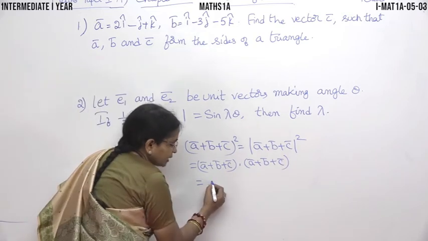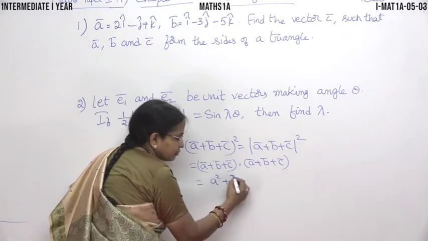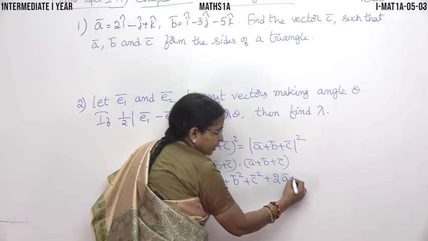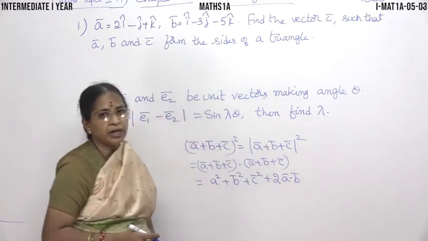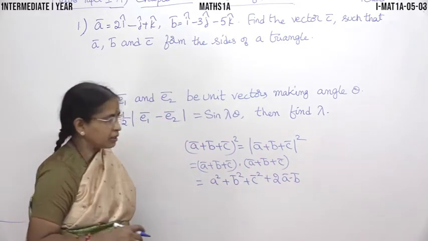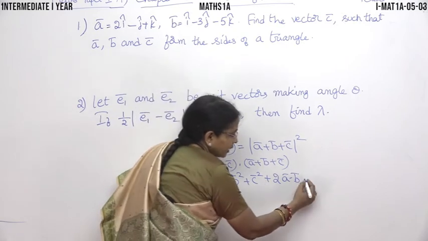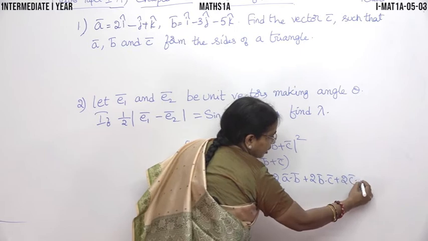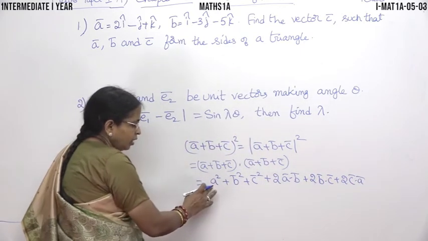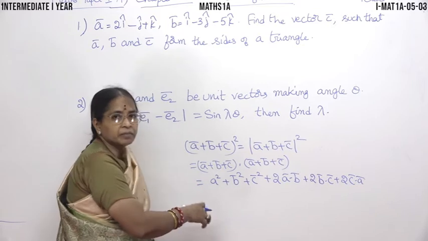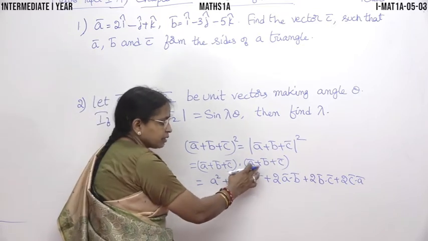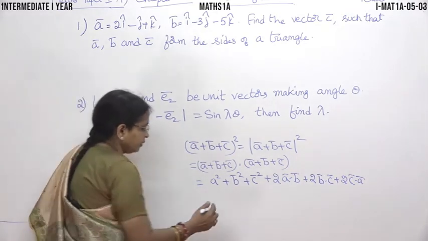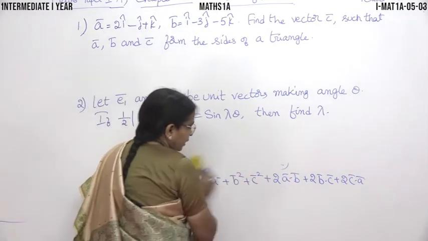But here we'll write A square plus B square plus C square plus 2A dot B. So in algebra you write 2AB, 2BC, 2CA like that, but here you will write 2A dot B plus 2B dot C plus 2C dot A. Of course, A square is mod A square, B square is mod B square, C square is mod C square, and then you write the formula like this.